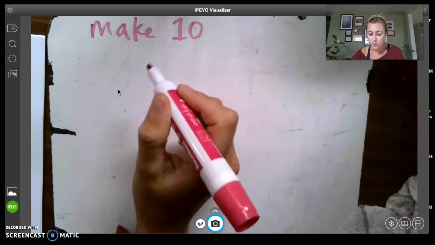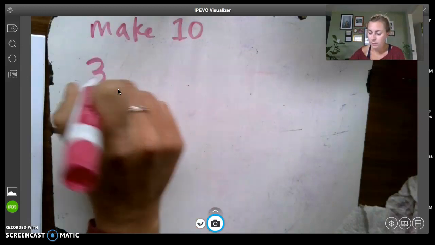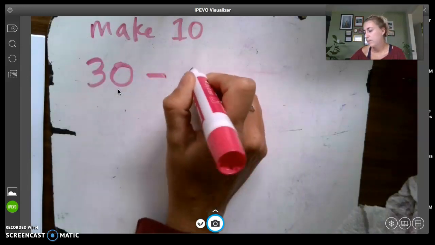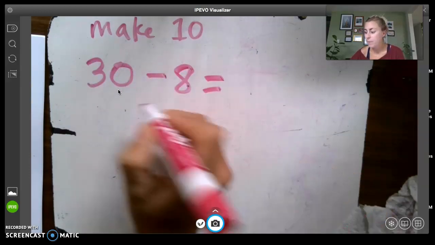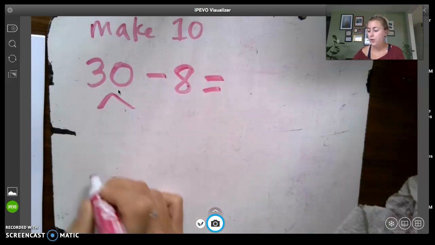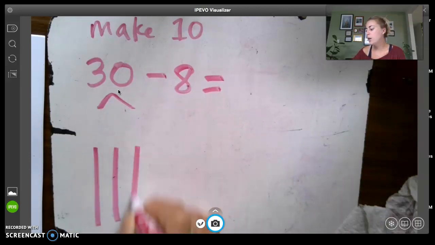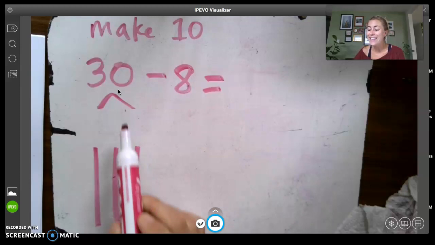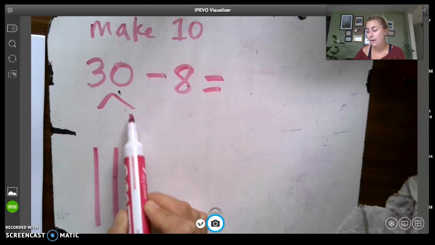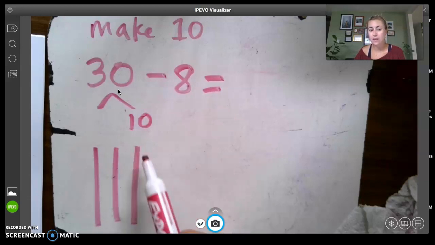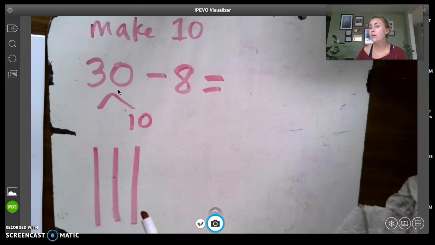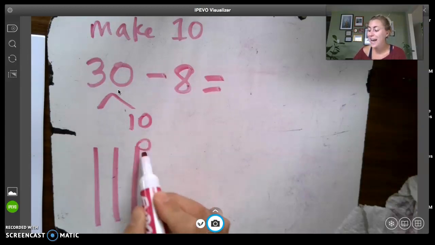So this one will be 30 minus 8. My first step is to draw out 30. 10, 20, 30. Now I need to take 10 here because I want to take away 8 from 10. So I have to turn this whole group of 10 into, that's right, I have to turn it into 10 ones.